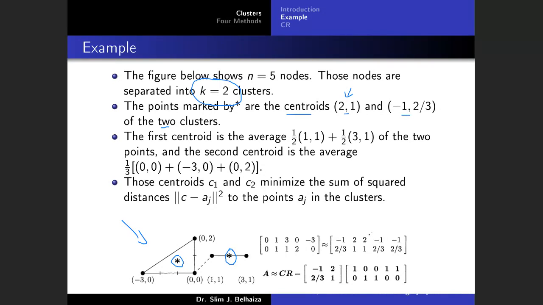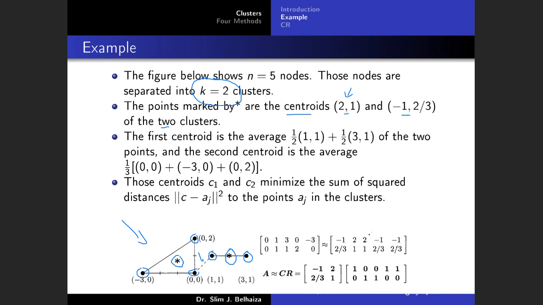So for the first centroid, as you see in this graph where we have 5 nodes, the 3 nodes here, (-3, 0), (0, 0), and (0, 2), are connected. So they are adjacent to each other. While the 2 remaining nodes, (1, 1) and (3, 1), are connected to each other. Okay? In fact, this is not a connected graph. You see, there is no link between the 2 clusters. That's why you have a dashed arc.